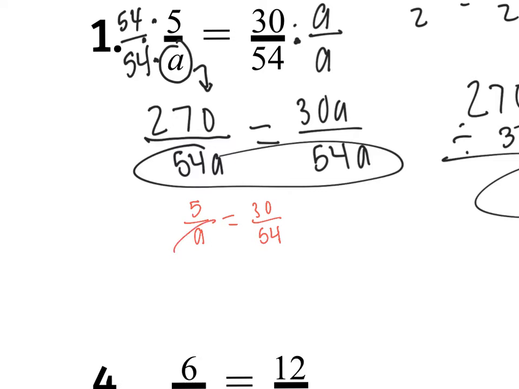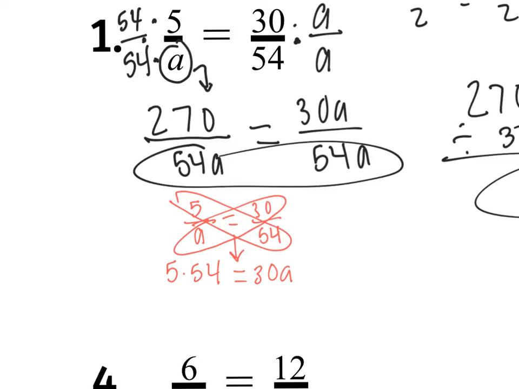So I'm going to circle the things that are diagonal from each other. And then I multiply them. So here I have 5 times 54. So I'm going to write that down. Equals, so put the equal sign right in the middle of the two. And then equals 30 times a, which is just 30a.